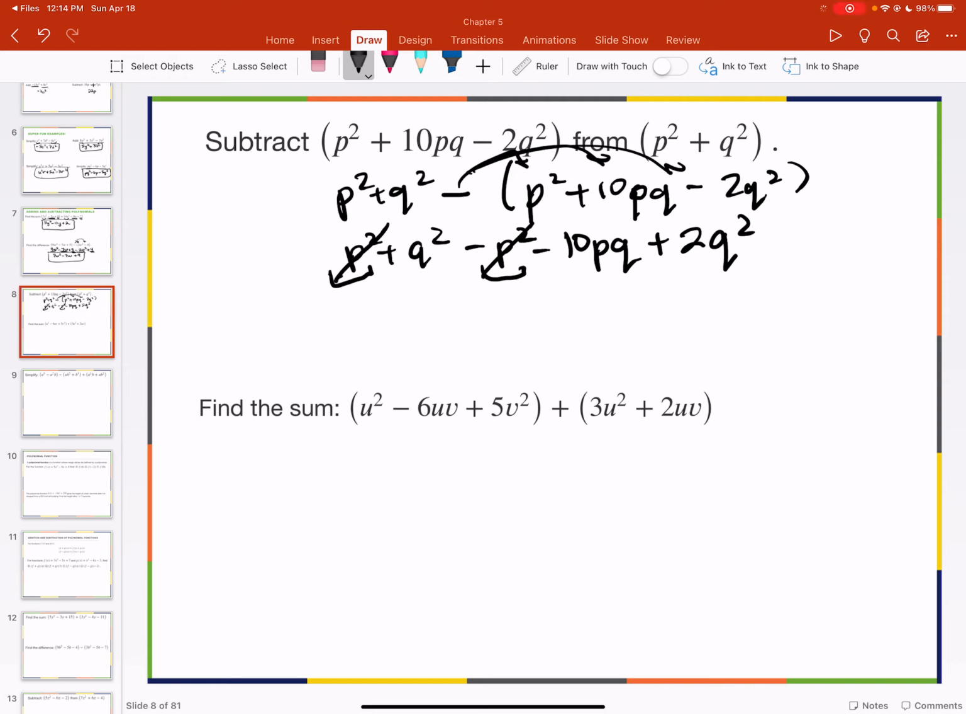For the p squareds, they actually cancel out. So that's nice. Now, what about the q squared? I have a q squared here and a 2q squared here. So together it's going to be 3q squared. And then what's left is this minus 10pq.